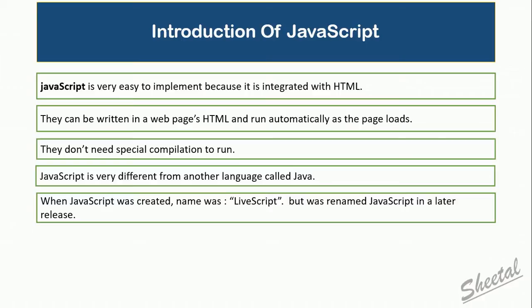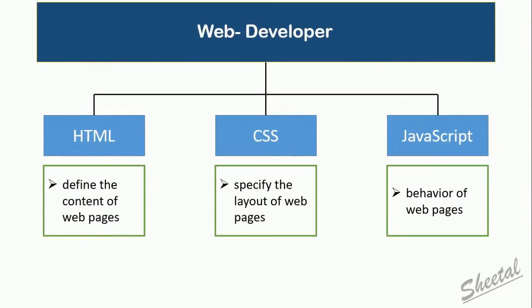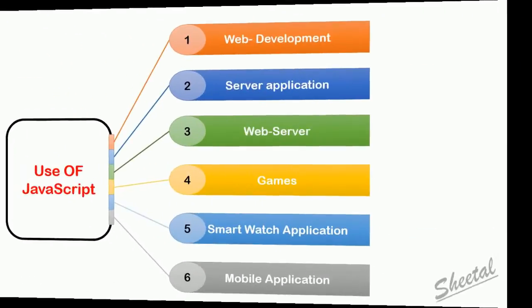Now one question arises in your mind: why should I study JavaScript? If you want to be a web developer, then you need three languages. The first is HTML, the second is CSS, and the third is JavaScript. So JavaScript is one of the three languages all web developers must learn. HTML defines the content of web pages, CSS specifies the layout of web pages, whereas JavaScript defines the behavior of web pages. JavaScript is one of the most used languages in the market these days.